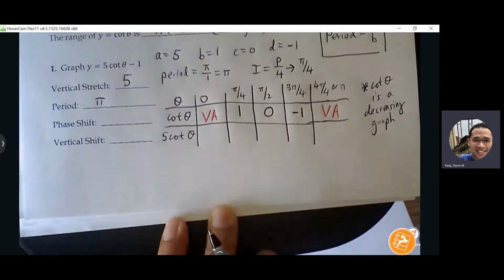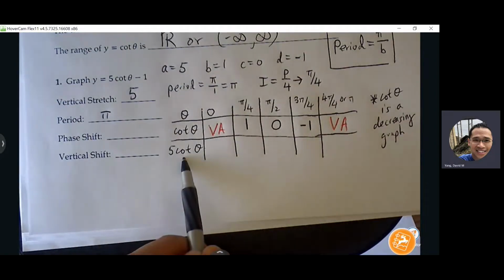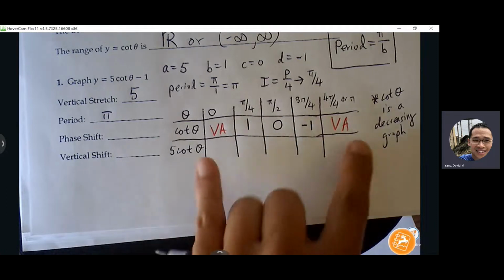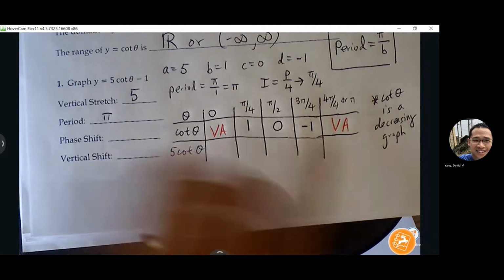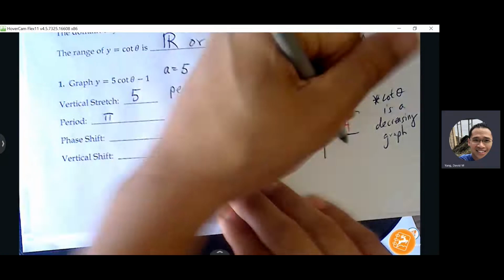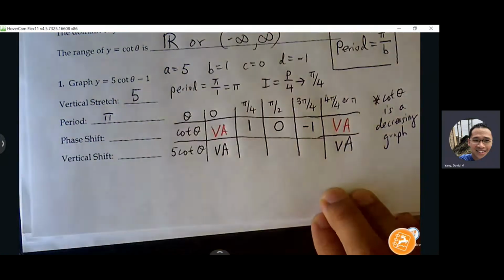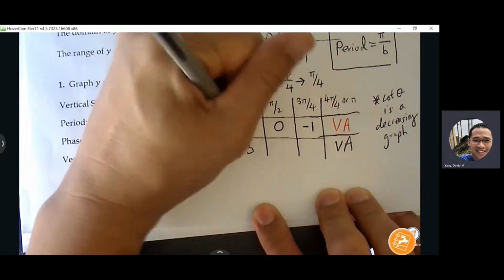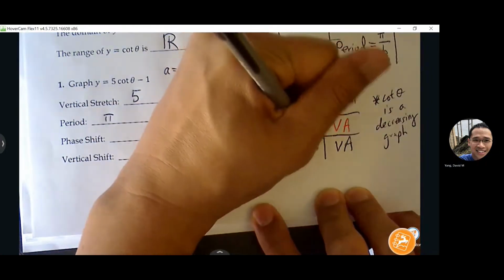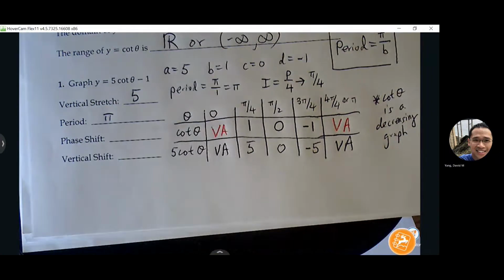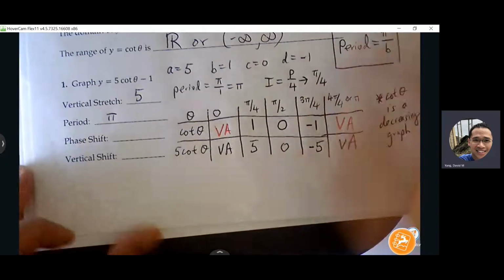All right, so multiply 5 to every one of these numbers. These will stay as what? Vertical asymptotes, right? That's not going to change. You're not going to change that by multiplying 5. Here you go, 5, 0, -5. And that's it. Plot the points, and the graph should show up nicely.